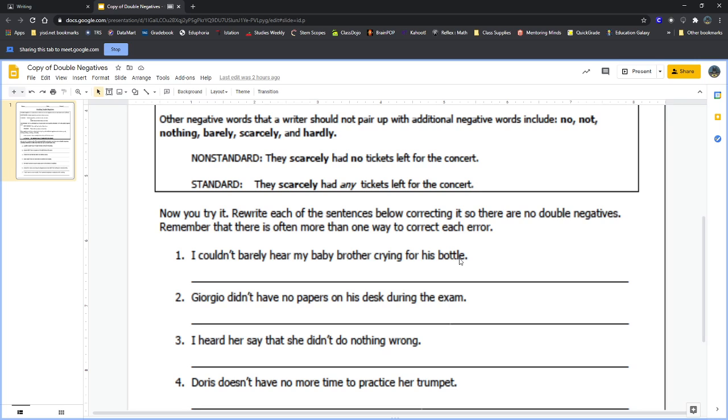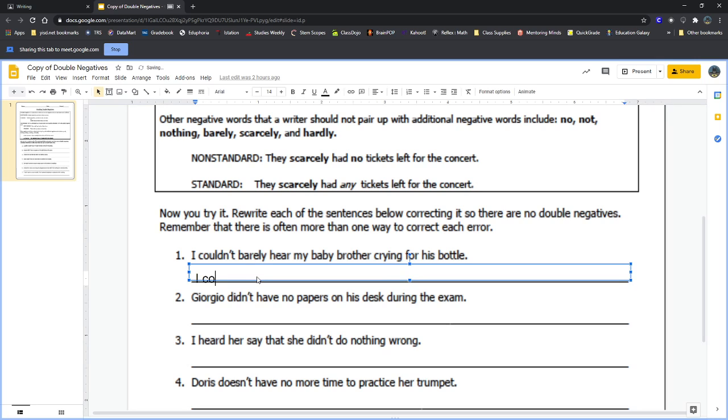Okay, so Violet, I want to fix it, right? Which means I have to fix one of those negative words. Which one do you think would be the better word to fix? Okay, so if we want to fix barely, then the easiest way to fix it would be to just get rid of it. We could change the sentence to say, I couldn't hear my baby brother crying for his bottle.